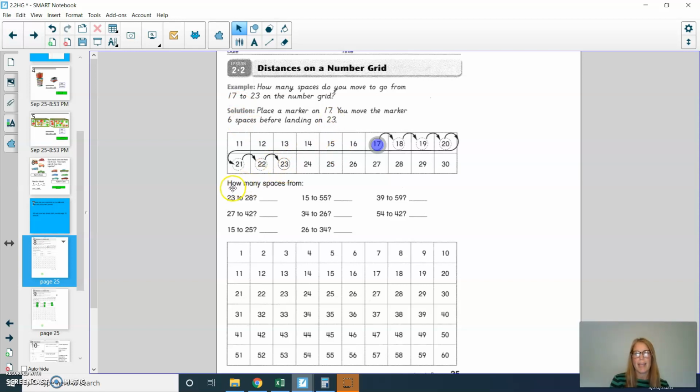In a moment, I'm going to ask you to figure out how many spaces from each of these numbers. If it's helpful to use a counter or to make a mark with your pencil at where you're starting, please feel free to do so. And then press play when you're ready to talk about your answers.